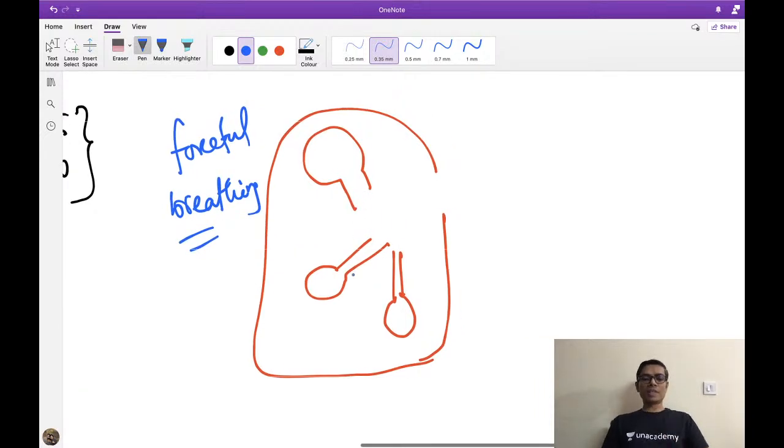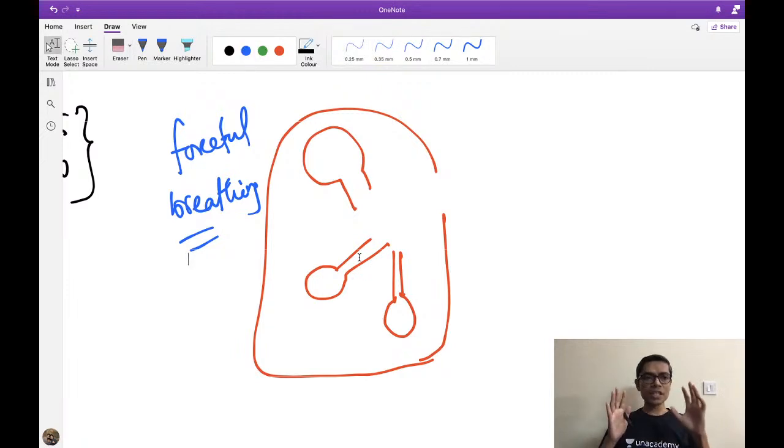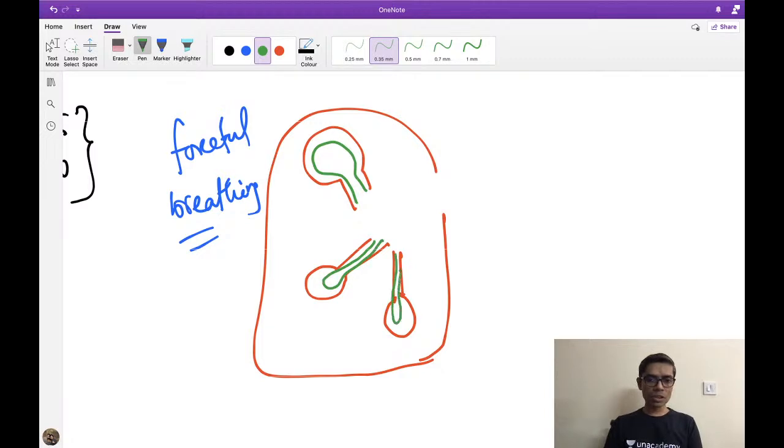Now the person is doing a forceful expiration. Imagine yourself doing a forceful expiration. Whenever the person is doing a forceful expiration, what is going to happen? All of this alveolar size is going to be reduced. This size is also going to reduce, and this is also going to be reduced.